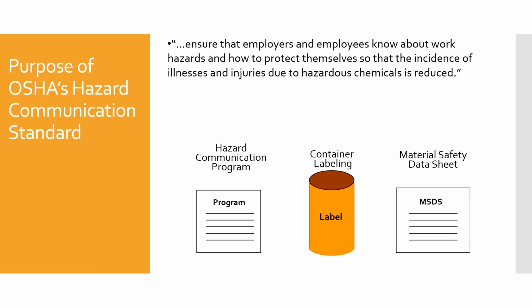Okay, so we have OSHA hazard communication standards. These are material safety data sheets, or just safety data sheets. They've changed them a couple of times. Basically what it's telling us is that employers and employees need to know about work hazards and how to protect themselves so the incidence of illness and injuries due to hazardous chemicals is reduced.